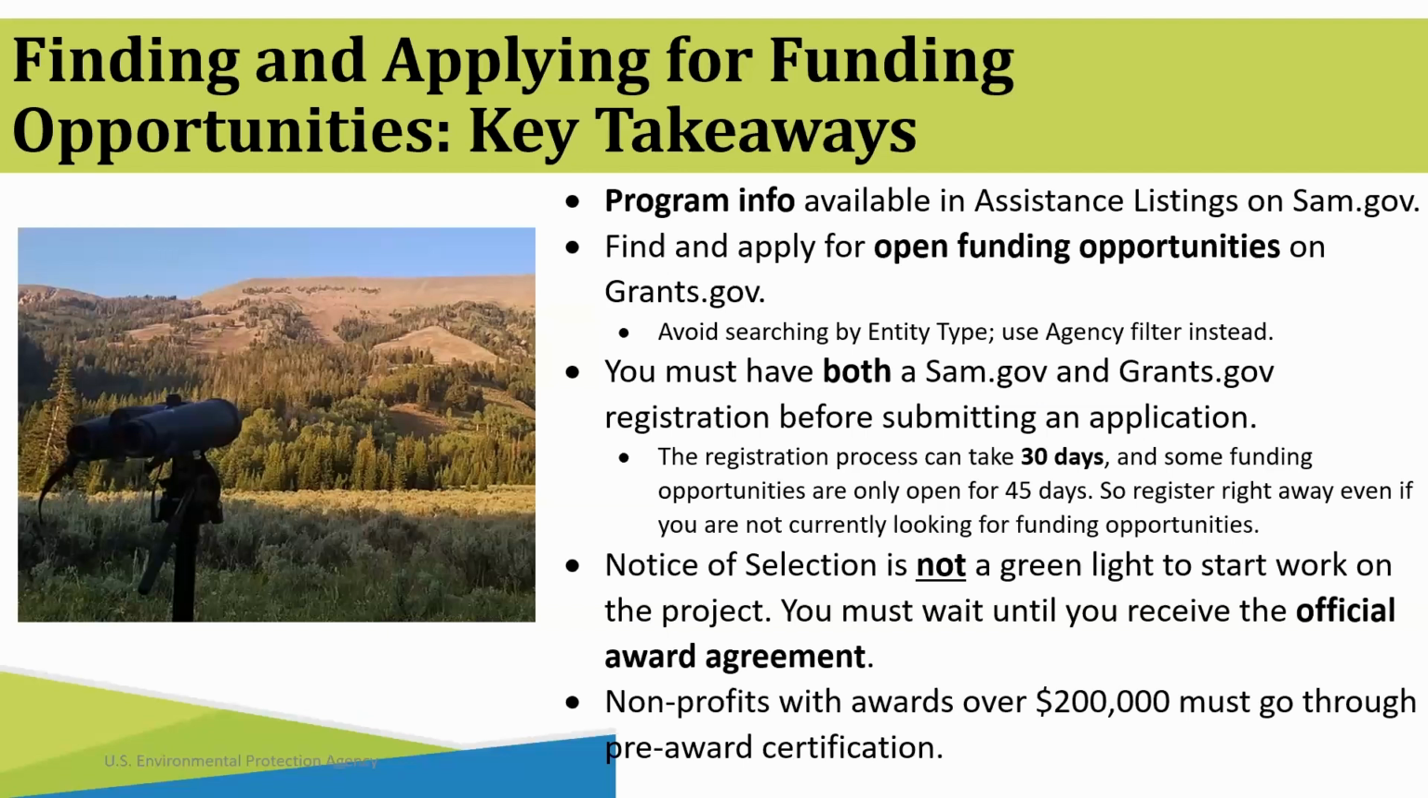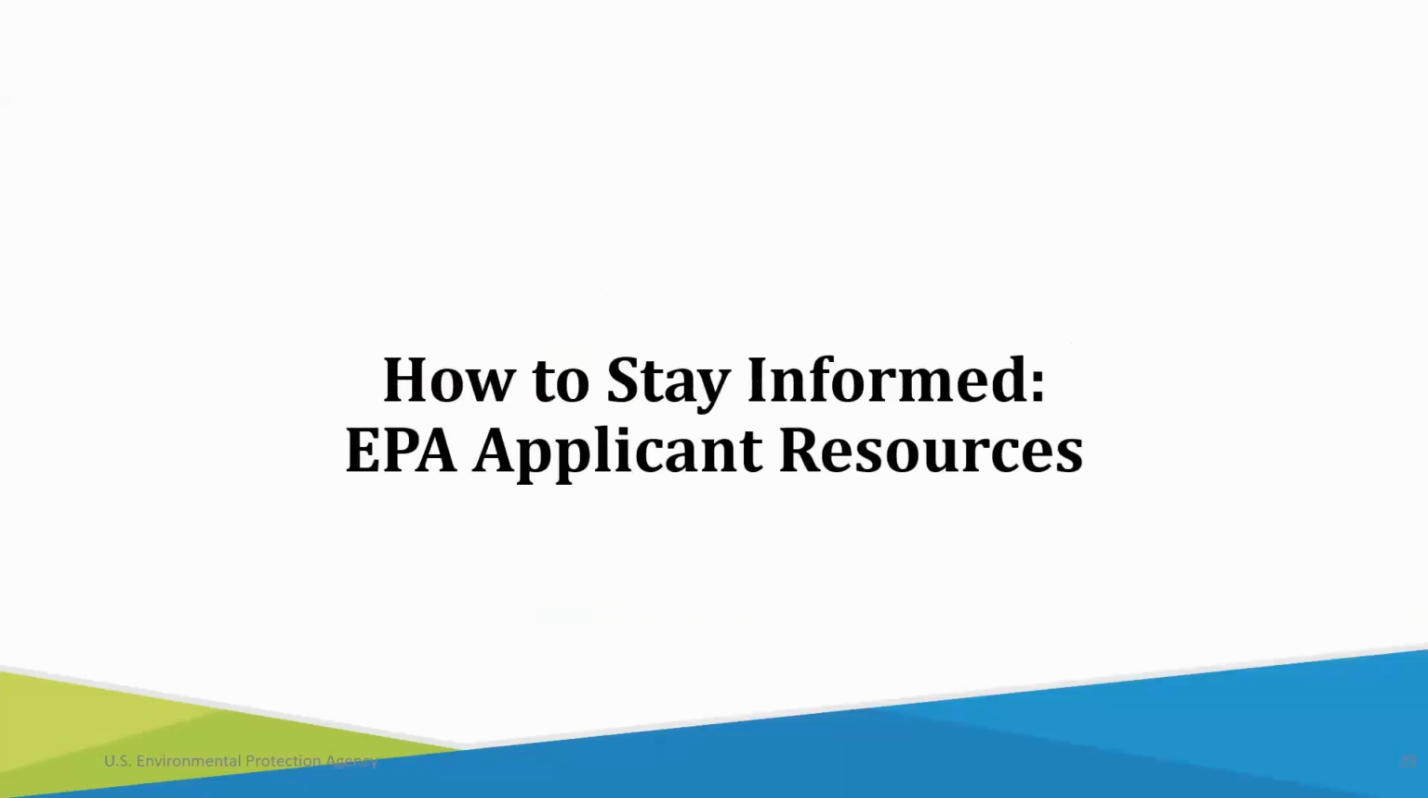To find general grant program information, go to sam.gov and search on assistance listings. To find and apply for open funding opportunities, go to grants.gov. Before you submit an application, you must have both a sam.gov and a grants.gov registration. If you haven't started that process, I recommend you do so now. A notice of selection is not a signal to start a project. You must wait until the official award agreement has been signed before beginning work. And nonprofits that receive awards over $200,000 must go through pre-award certification.